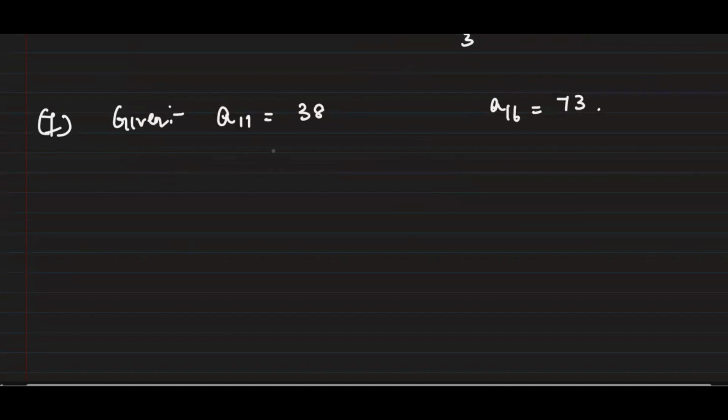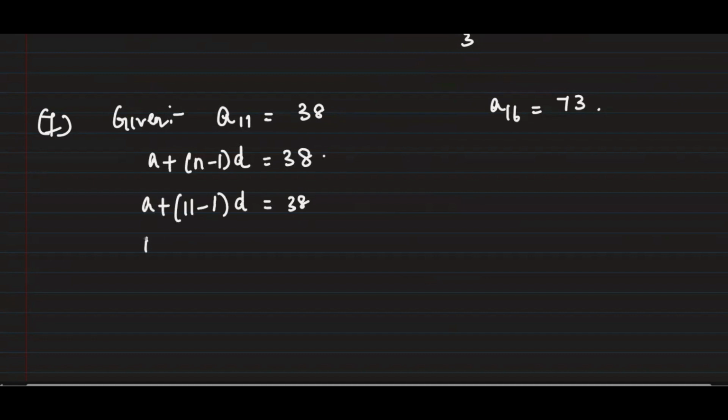Now let's write this one. According to the general form, a_11 will be a plus (n minus 1) into d, which is equal to 38. Here n is 11. So a plus (11 minus 1) into d is equal to 38. So a plus 10d is equal to 38. So this is the first equation we've got, equation number 1.